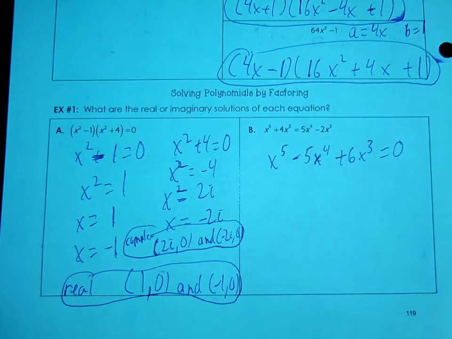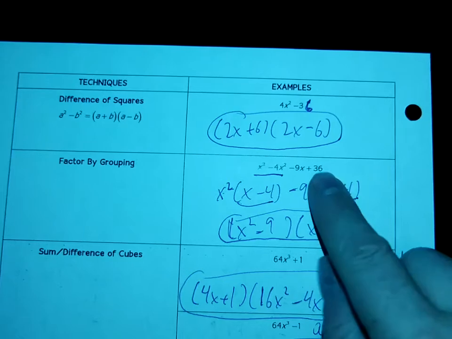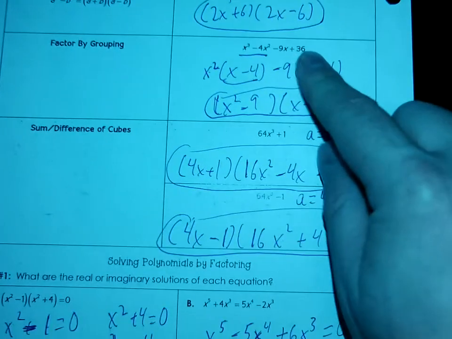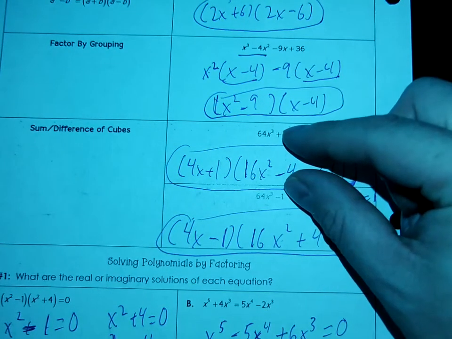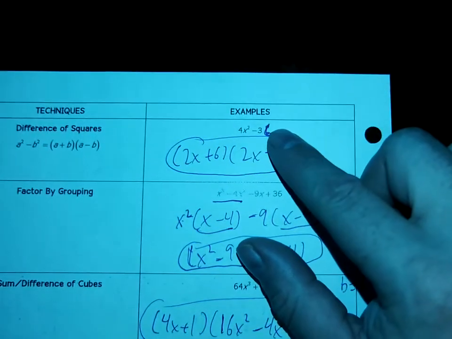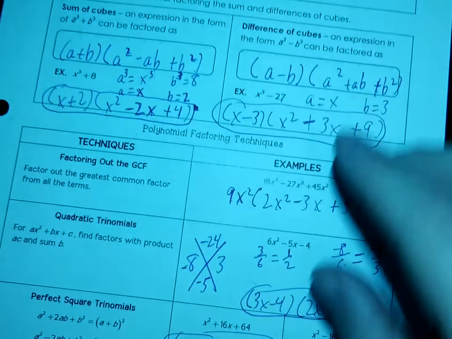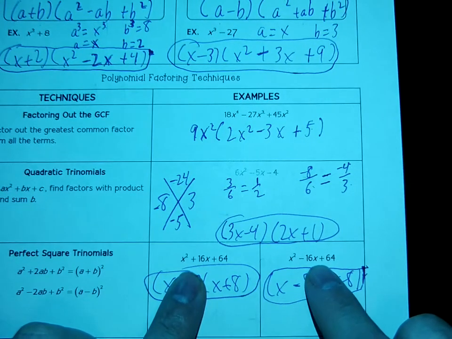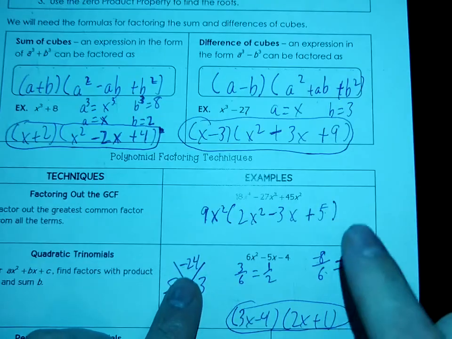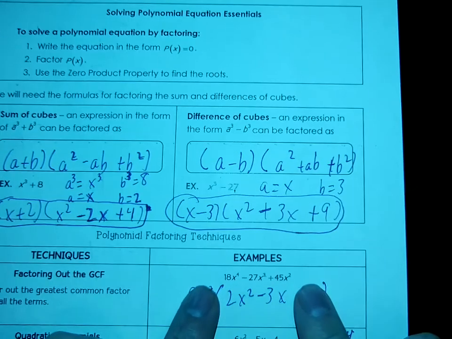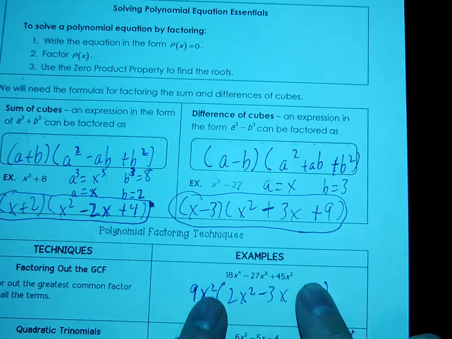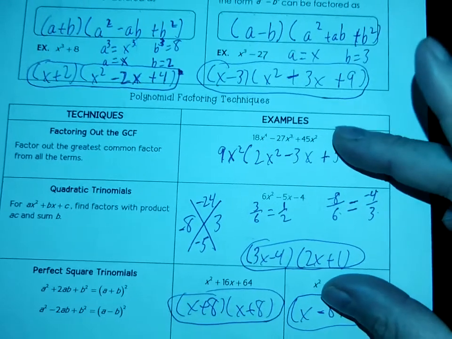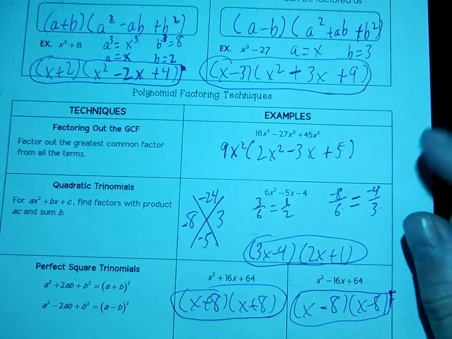What I'm seeing here is this is a trinomial. So what I'm thinking of is trinomial factoring methods. So the types of factoring methods: factor by grouping works with 4 terms. Difference and sum of cubes will only work with 2 terms. Difference of squares works with 2 terms. Perfect square trinomials, quadratic trinomials, and then factoring out a greatest common factor. So I'm thinking of these three options. So I'm going to go through them one at a time.